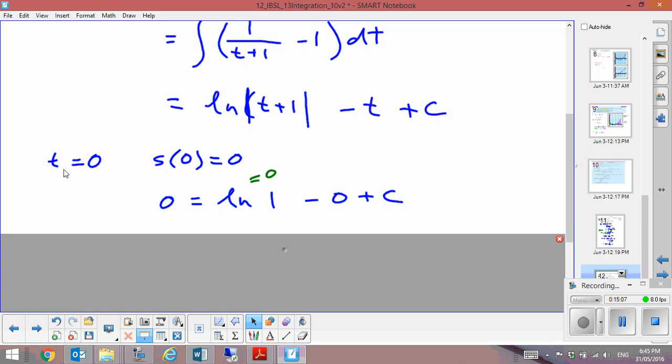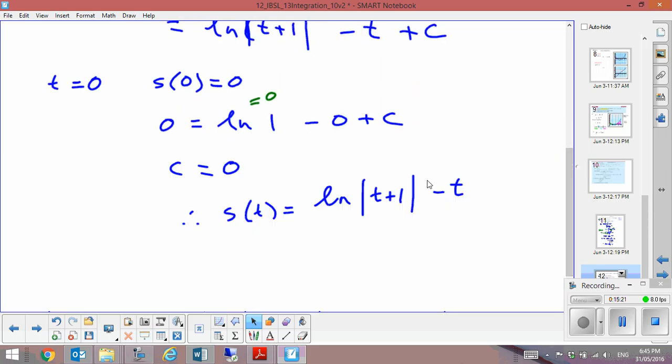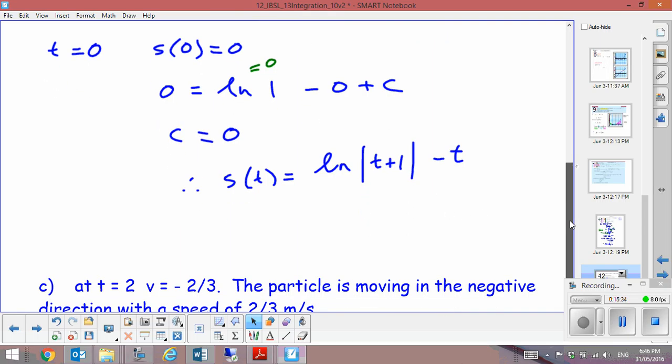Now we can put in our initial conditions. We know at time 0 our displacement is 0. So 0 is equal to ln of 1 because t is equal to 0, minus 0 down here, plus c. And we remember all our log rules, of course. c is equal to 0 because log of 1 is 0. So our displacement function is the natural log of t plus 1, absolute value, minus t. All right, so use your initial conditions.